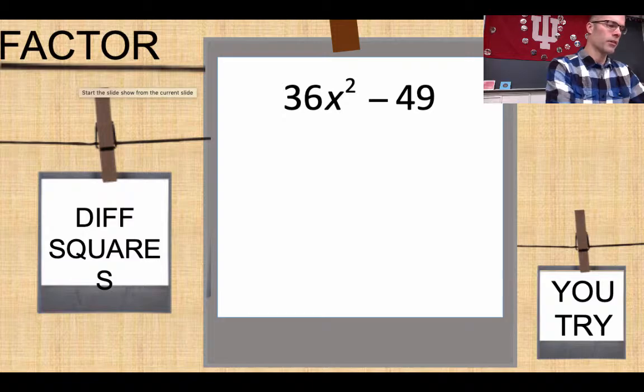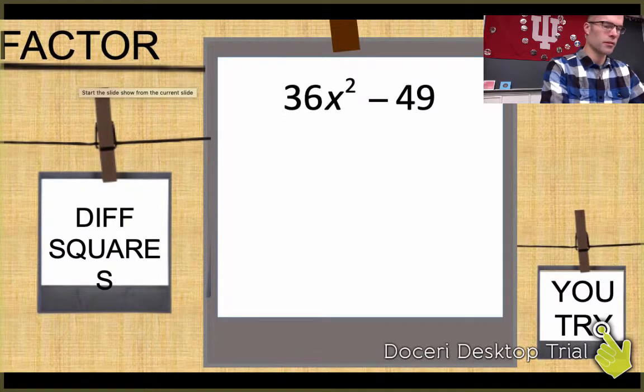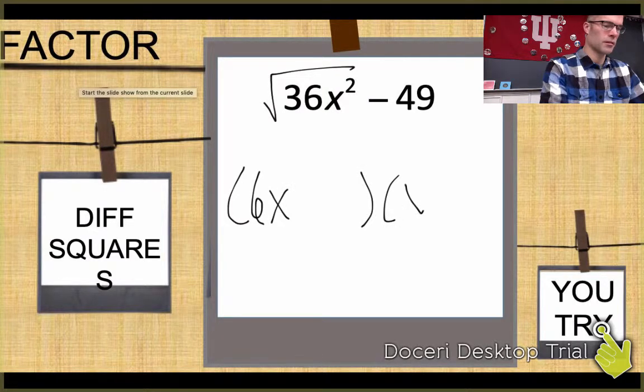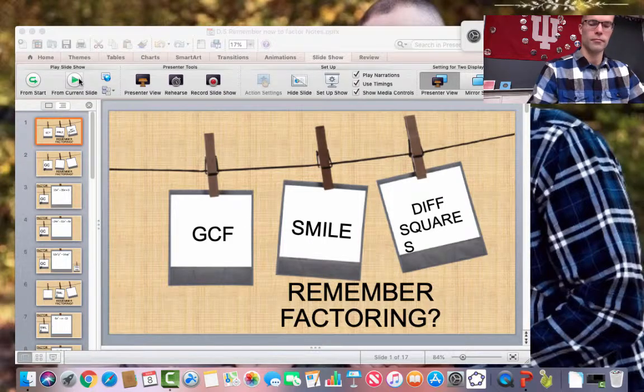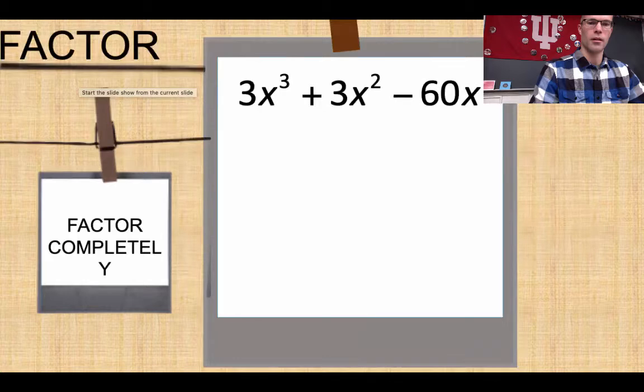Okay, over here, we do have a minus sign, so we know it's a difference. Let's see here. The square root of 36 is 6, so I've got a 6x, 6x. The C value sign is negative, so opposite signs. The square root of 49 gives you 7. Okay, putting it all together.